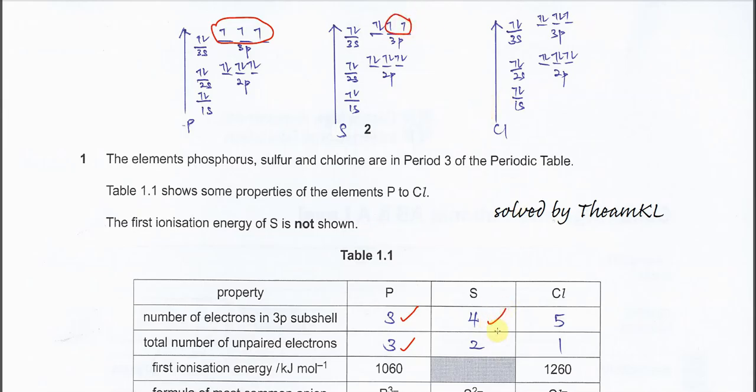So it's 4, 2. For chlorine, the 3p subshell has 5 electrons, and the total unpaired electron is just 1. So therefore it's 5, 1.